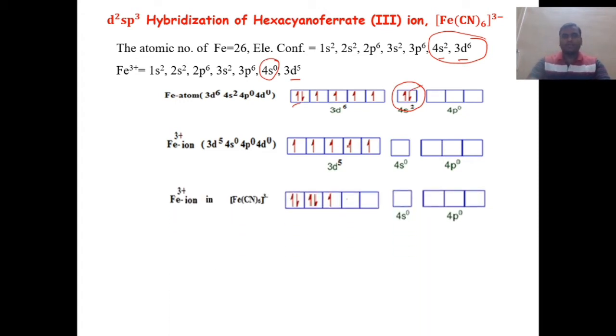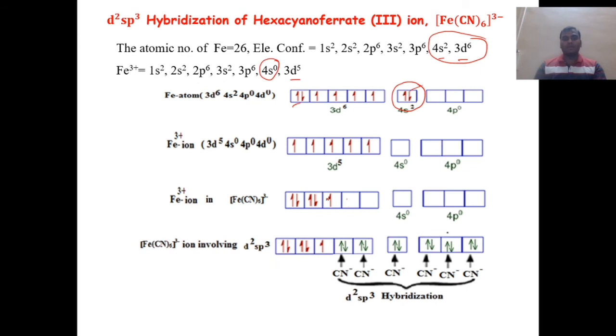So next, when the Fe3+ ion forms a complex with the 6 cyanide ions, what happens? The pairing takes place due to the presence of the strong ligand cyanide. Sorry, one unpaired electron is there. Okay, so whenever the hybridization takes place, you can see here two d orbitals are there, then 1s and 3p, so it is d2sp3. And again in this structure we can see that one singly unpaired electron is present.